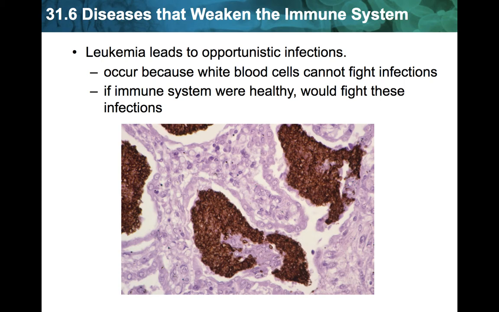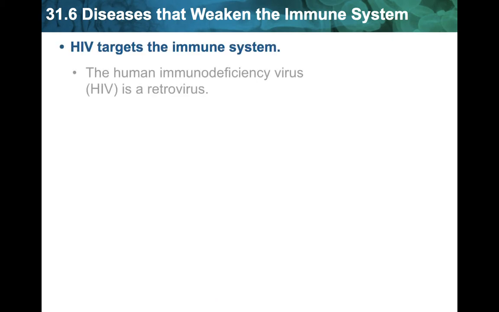Leukemia leads to opportunistic infections, which occur because white blood cells cannot fight infections. If the immune system were healthy, they would fight these infections. Sorry, I'm reading as I'm thinking about things. I'm trying to multitask, and that doesn't work very well.